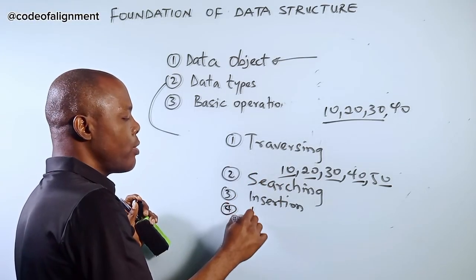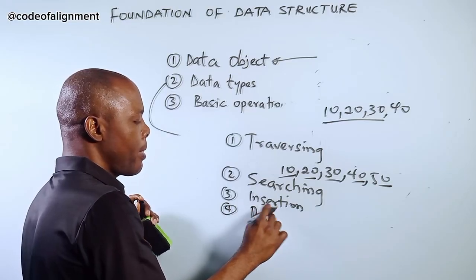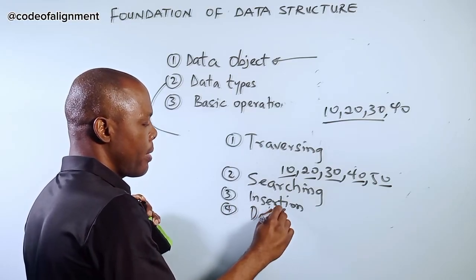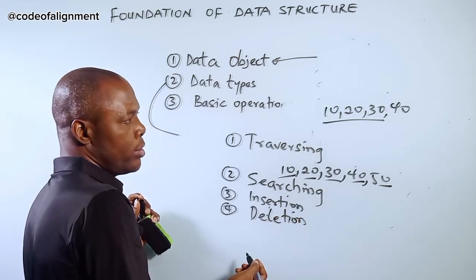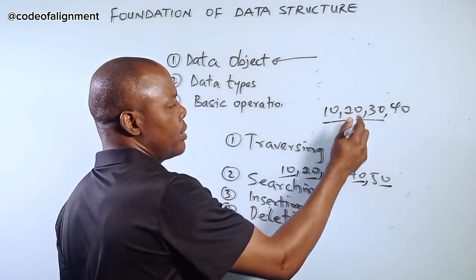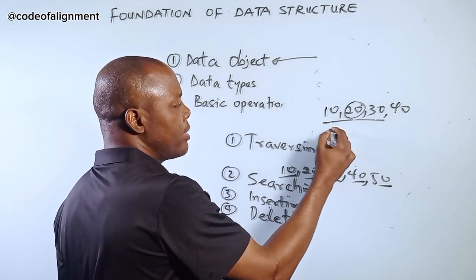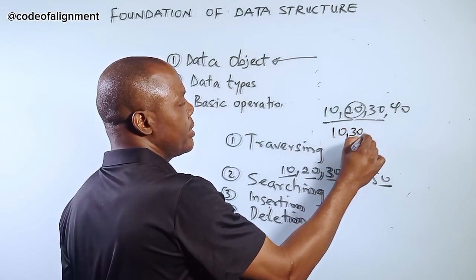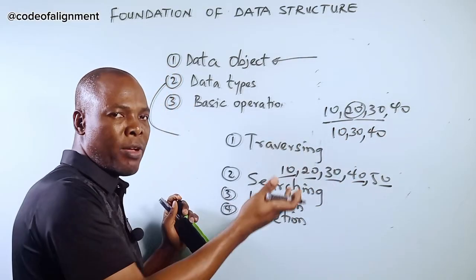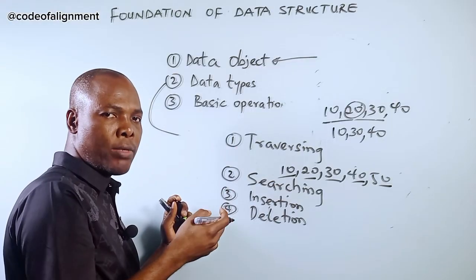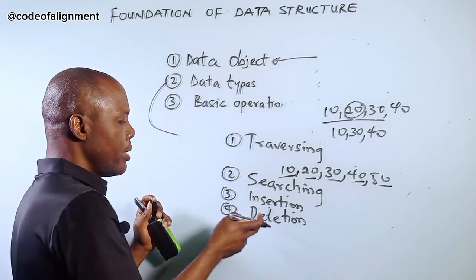Then we have another one, deletion. So you have 10, 20, 30, 40. Let's delete this. So after deletion, we have 10, 30, 40. How are you going to perform that operation? That is also what you are going to look at using algorithms, right?